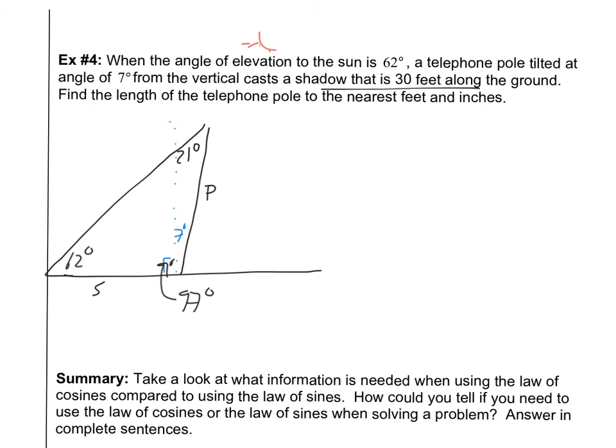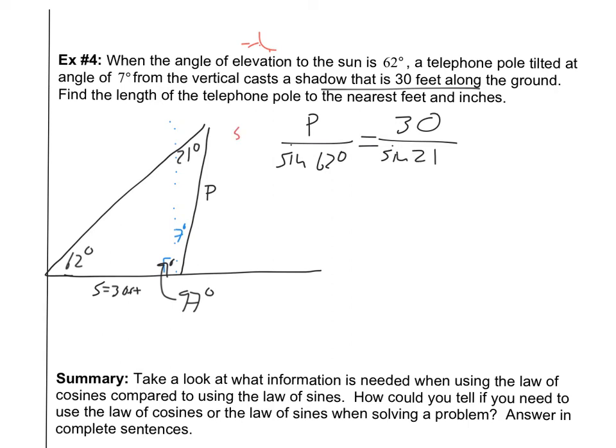We know that this shadow along the ground is 30 feet long. So let's go ahead and say that equals 30 feet. And they want us to find the length of this pole, even though it's tilted. No big deal. We have a side across from an angle, and we have an angle across from a known side. So we can use the law of sines. I'm going to put what I want to know on top, P for length of pole, over the sine of the angle across from P, which is 62 degrees, equals the side of 30, which is the shadow, across from the other angle, sine 21.